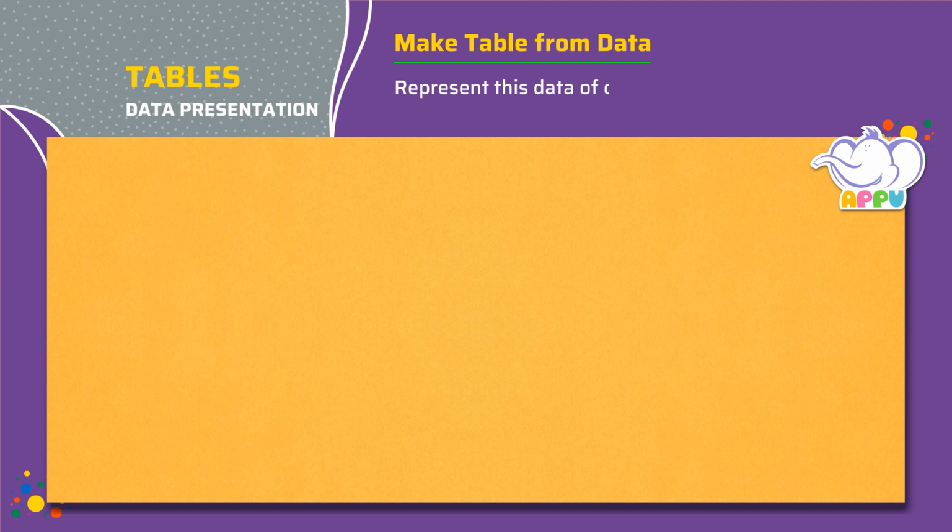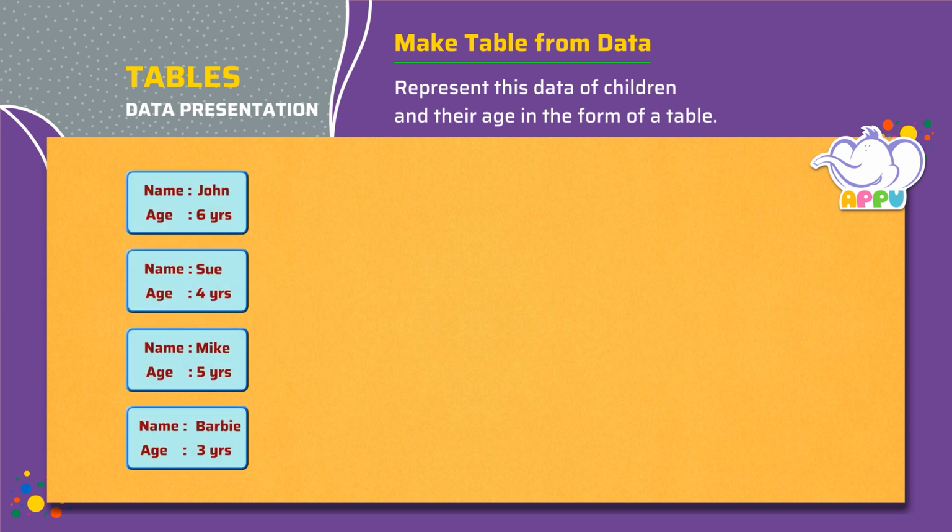Represent this data of children and their age in the form of a table. Let's organize the data on cards in rows and columns.